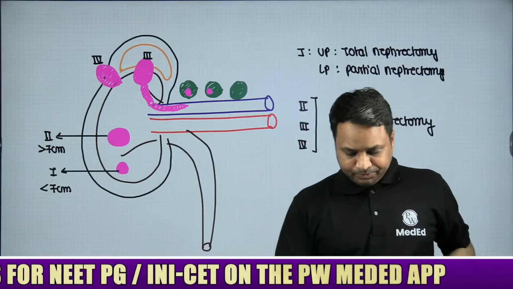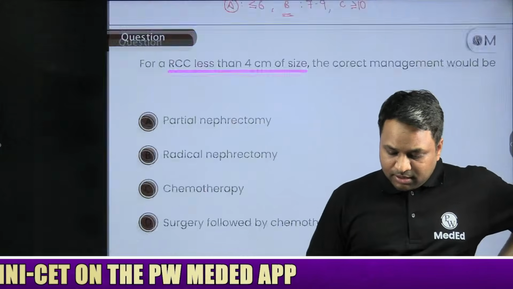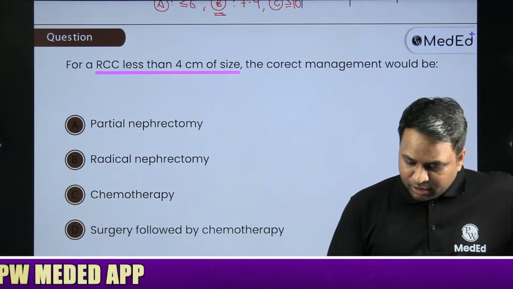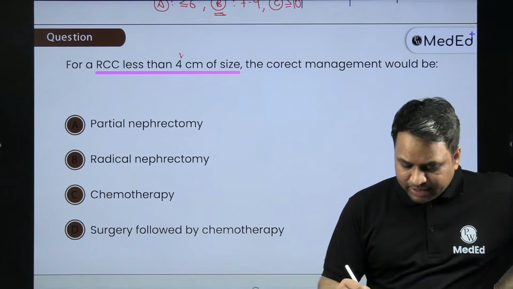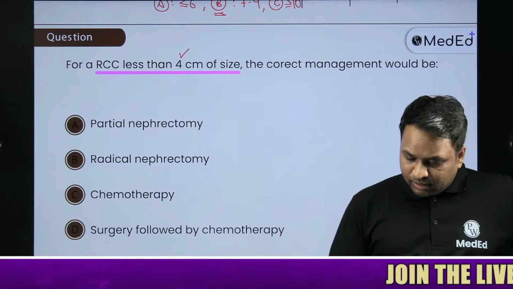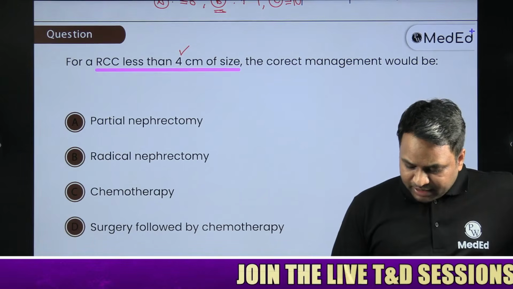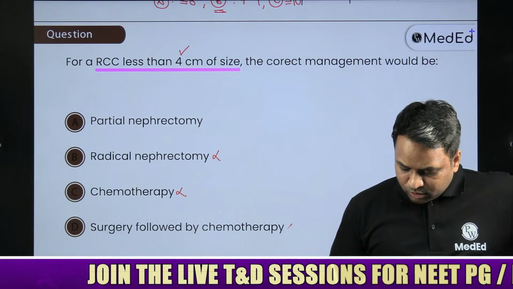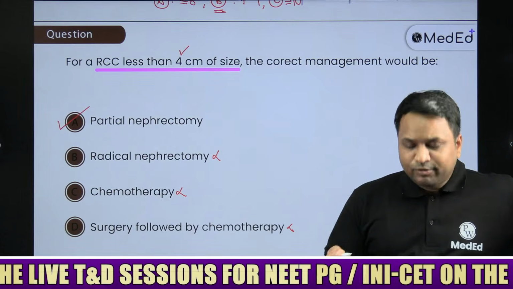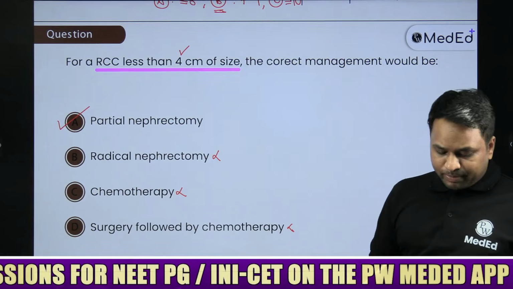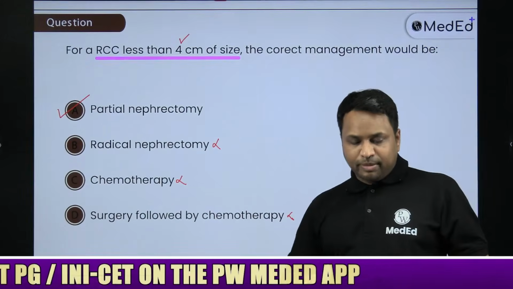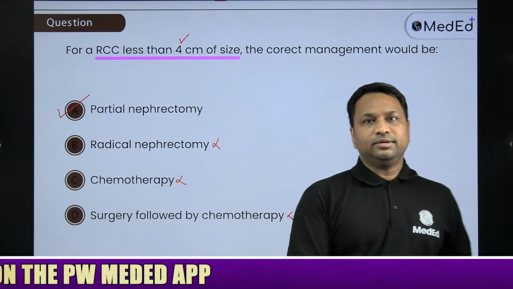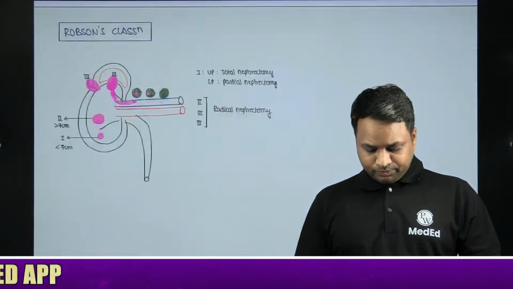the pelvic brim. Now, the question says that I have a 4 centimeter tumor. Okay, a 4 centimeter tumor is a stage 1 disease. But again, they have not given the pole. Radical nephrectomy I will not do, chemo I will not do. Okay, so here, rather than giving total nephrectomy, they have partial. So the answer here is going to be partial nephrectomy. Clear? Sure.